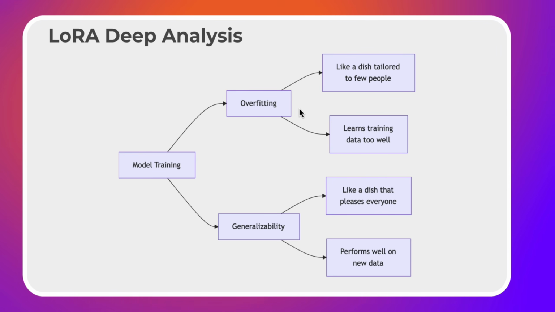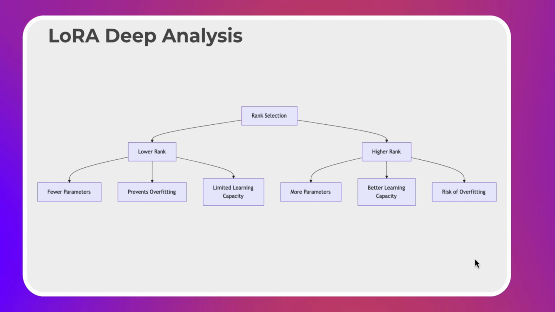Now, if you look at the overfitting signs, overfitting would be great for cases where we want this perfection, right? We have perfect performance on training data, but also poor performance on new data. Okay, now let's look at this deep analysis of rank selection. When it comes to rank selection, we have low rank and higher rank. For lower rank, we have fewer parameters, which prevents overfitting, as you know what that means, and also limited learning capacity. When it comes to higher rank, we have more parameters, better learning capacity, and risk of overfitting.